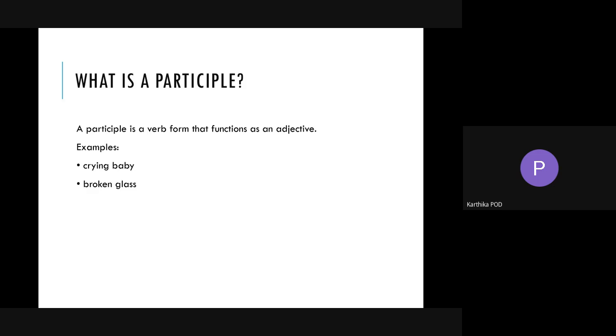But what is more prominent is that regular verbs follow a predictable pattern. For example, let's take the verb walk. The past tense is walked and the past participle is walked. Play, played, played. Clean, cleaned, cleaned. So the rule for regular verbs is you have the base verb plus ed for past and past participle.